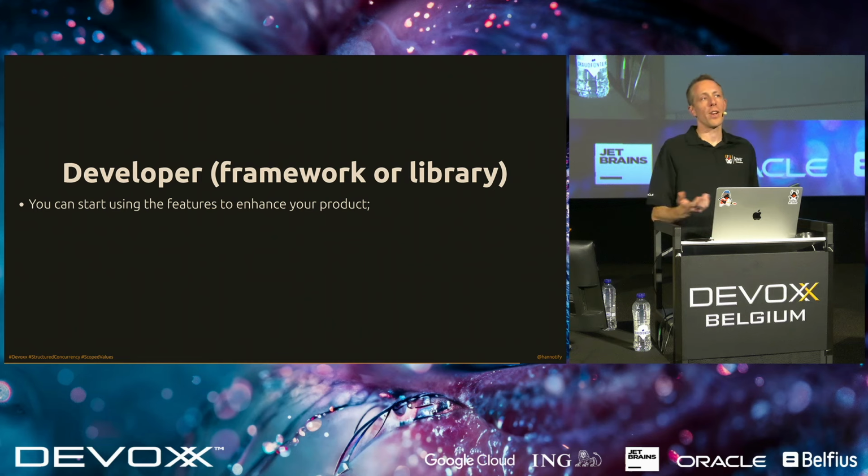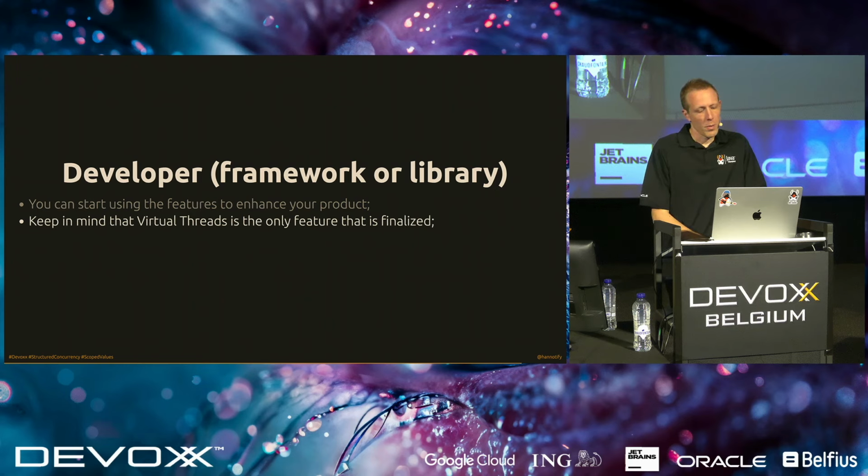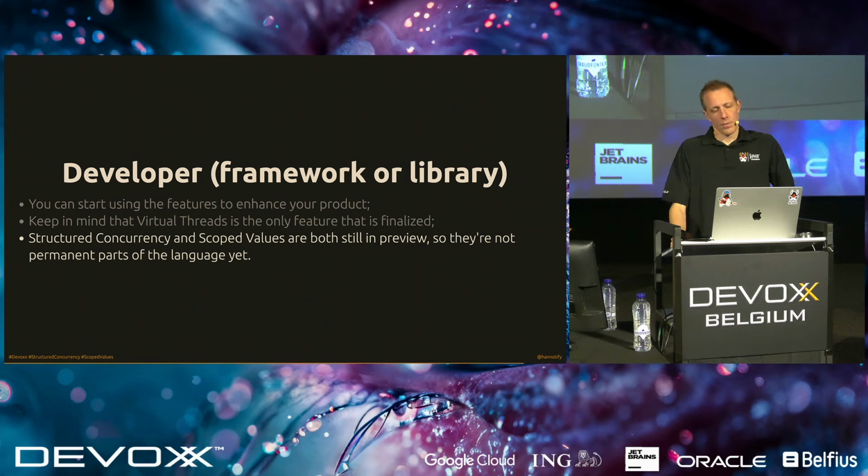And if you've come to rely on these fairly new APIs, and there's a giant redesign, that will break things at your end. So keep in mind that only virtual threads is the feature that's finalized, and the other two are still being worked on. But they are nearing the finish line, that is for sure. So keep in mind, they are not permanent parts of the language, but hopefully they will be soon.